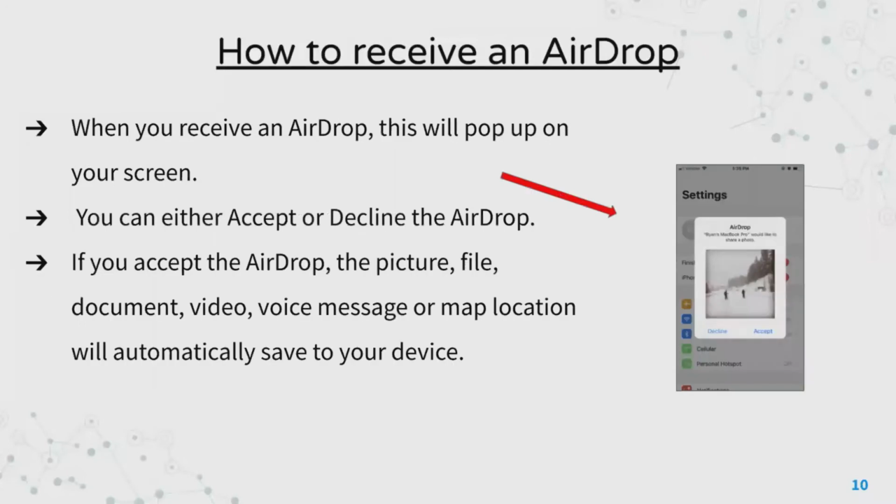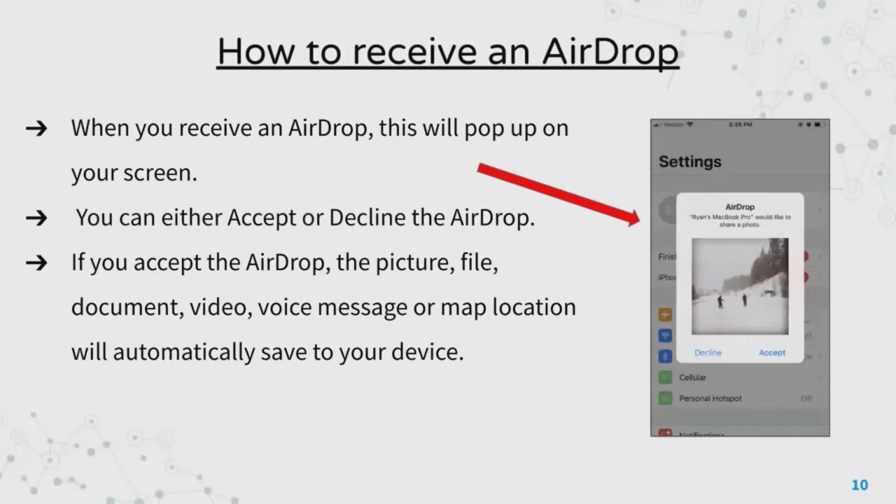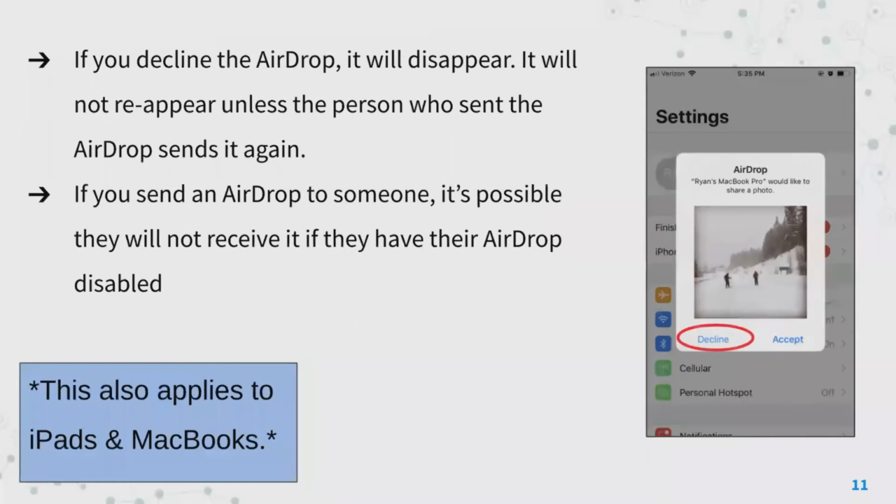How to receive an AirDrop. When you receive an AirDrop, this will pop up on your screen. You can either accept or decline the AirDrop. If you accept the AirDrop, the picture, file, document, video, whatever you're sending, will automatically save to your device. So it'll save to your camera roll if it's a picture that you're accepting.